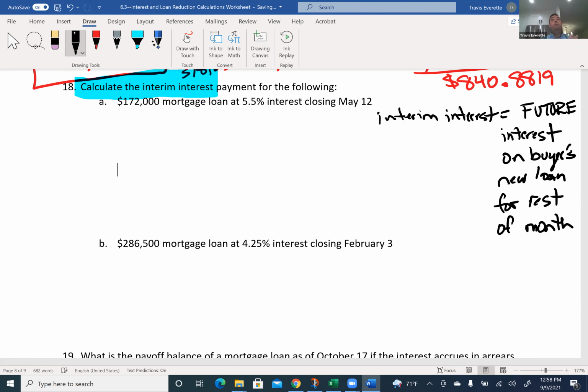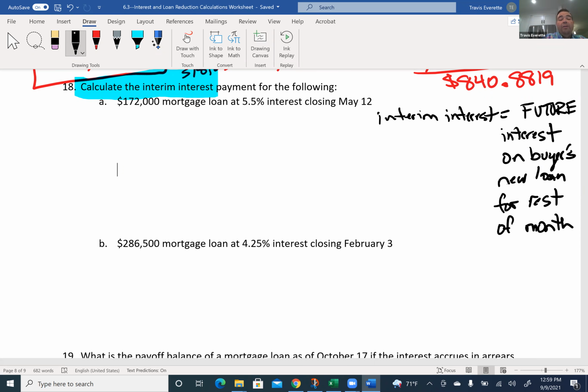Accrued interest would be paid by the seller in the transaction on their loan to pay it off. Interim interest would be paid by a buyer on their loan, which is completely separate than the seller's loan. Interim interest and accrued interest don't have anything to do with each other because the buyer and seller have different loans in most cases, unless there's an assumption, and you'll never get a math question about an assumption. So what we're looking at here is always going to be interest for the remainder of the month.